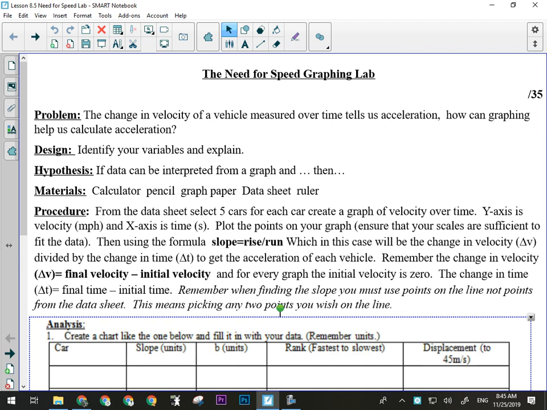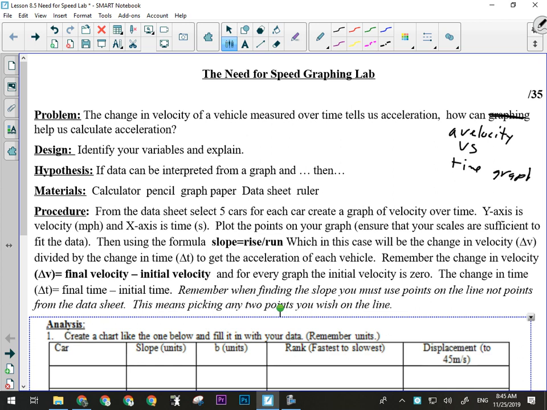So what we're going to be doing is comparing the acceleration data of a bunch of different cars that I have in the chart down below. So the problem we're investigating here is the change in velocity of a vehicle, measured over time, tells us acceleration. How can graphing help us calculate acceleration? Specifically, not just graphing, but how can a velocity versus time graph do that? That's what we're investigating here.